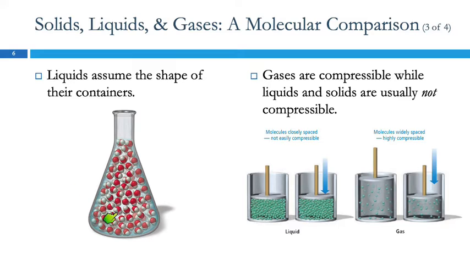Liquids assume the shapes of their containers because the molecules are free to move relative to each other. And so they're going to move to the bottom because gravity is going to be pulling them to the bottom. Gases are compressible. They have an indefinite volume because there's so much empty space.